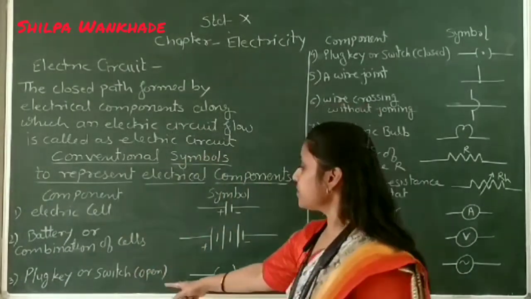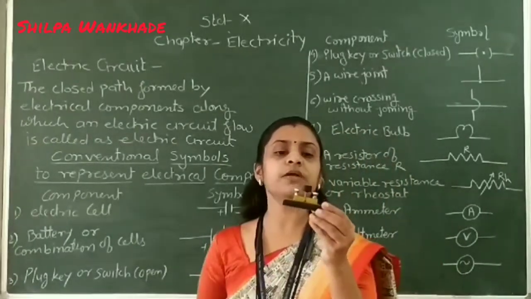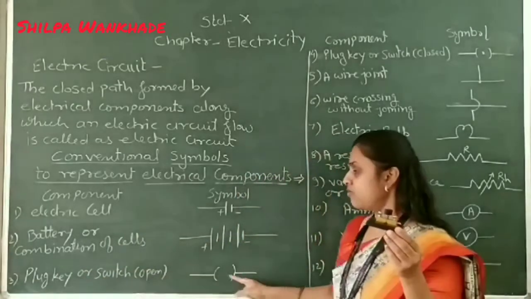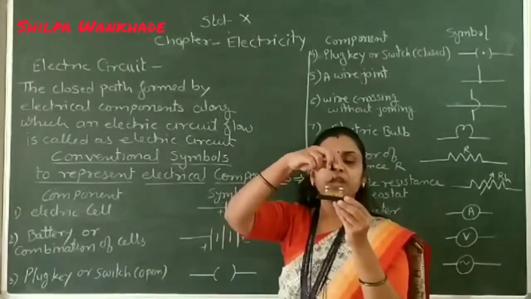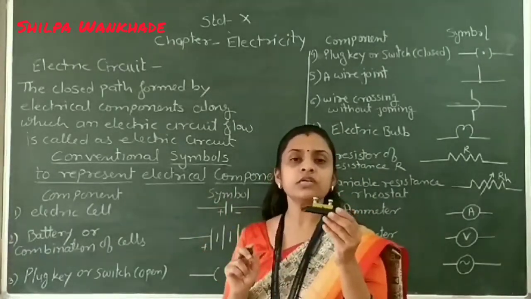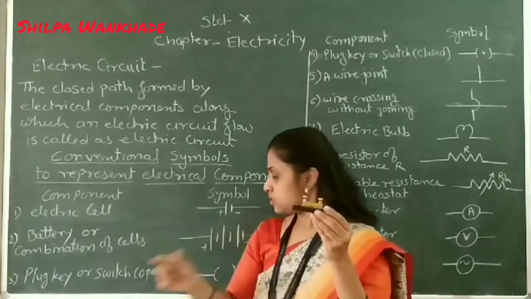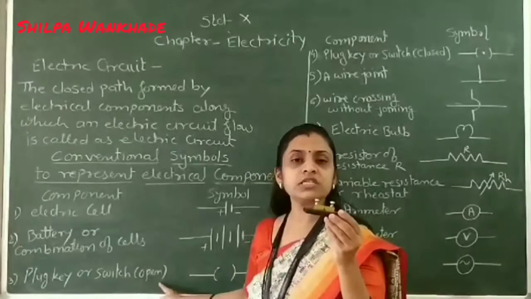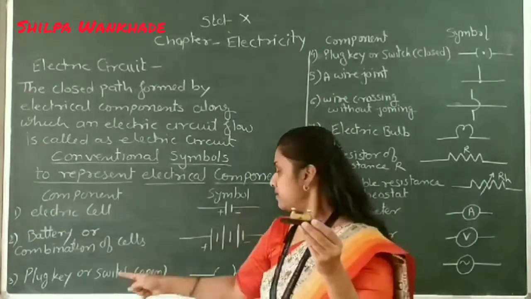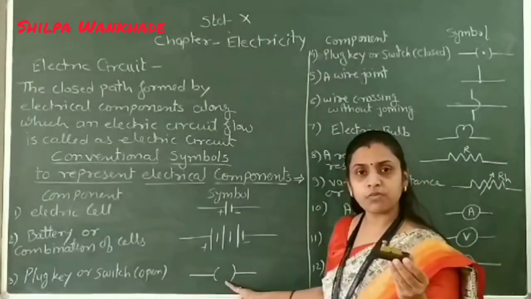Now next is the plug key or switch. Now this is the instrument, the plug key. The plug key is denoted by this symbol when the switch is open. Now when it is open, it means that the current does not flow through the circuit, that is, the switch is off. So switch open means switch is off. It means that it is not connected in the circuit. When the plug key is open, it is represented by this symbol.